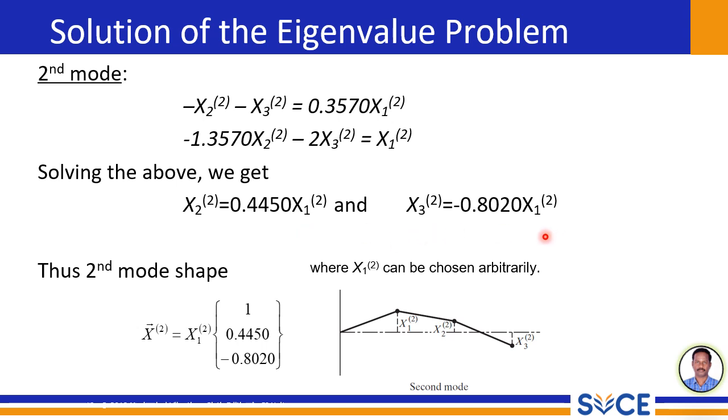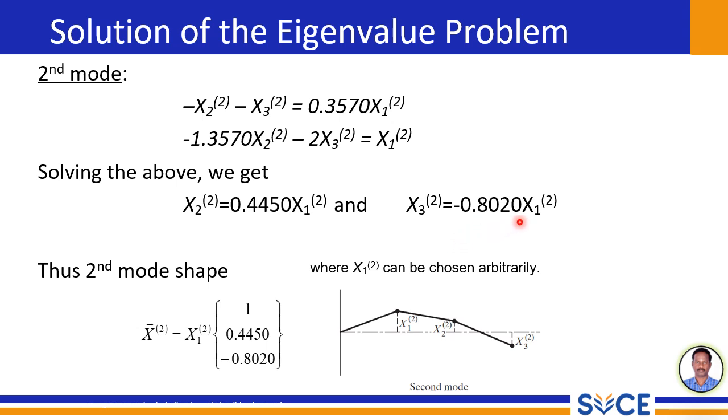So in that case, once again for the second mode shape, x1 is chosen arbitrarily. In this case also we are choosing x1 as 1, because this is the value we have to assume. If x1 is 1 unit, x2 will be 0.4450. Similarly, if x1 is 1 unit, then x3 will be equal to minus 0.8020.